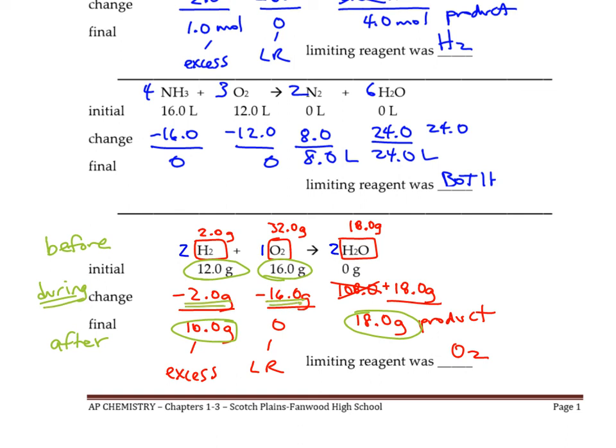So one more time, in a gram problem, the starting grams will always add up to the ending grams. And in the reaction itself, during the change, it's going to be the left side adds up to the right side.